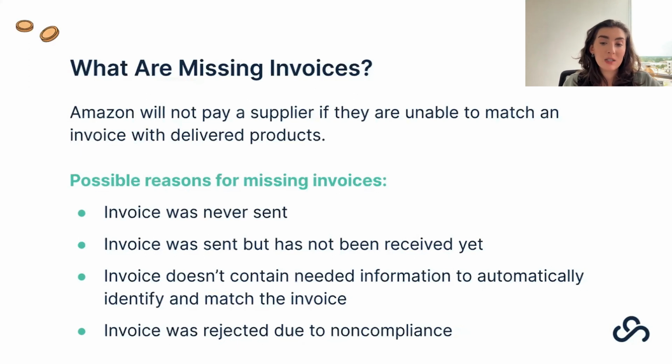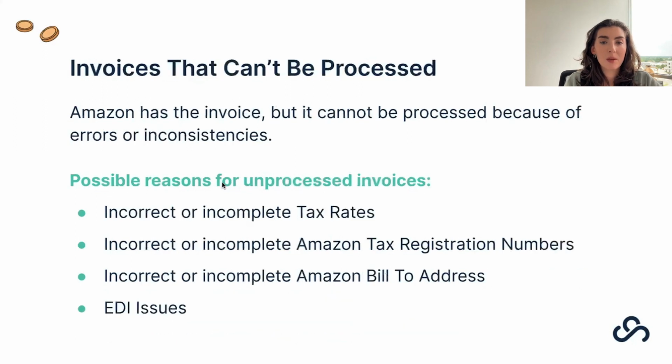It could be missing things, or have incorrect information, or the invoice was rejected due to non-compliance. That could be from leaving information out or not filling it out properly. The list could go on, but having those important details that are pertinent to invoices is the key. All right, so let's say you sent the invoice, Amazon has it, but for some reason it's not being processed. That's going to come down to errors or inconsistencies.